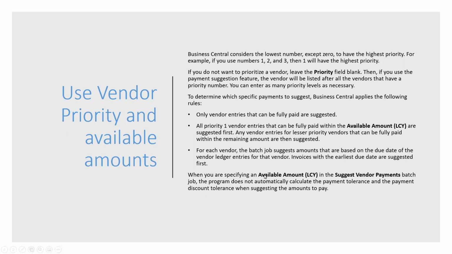Last, when you are specifying an available amount in the suggest vendor payment batch job, the program does not automatically calculate the payment tolerance and the payment discount tolerance when suggesting the amounts to pay. Business Central is just going to see those documents with the due date and the priority, and use the identical figures to be paid. So if one invoice is for $1, $1 is suggested to be paid.